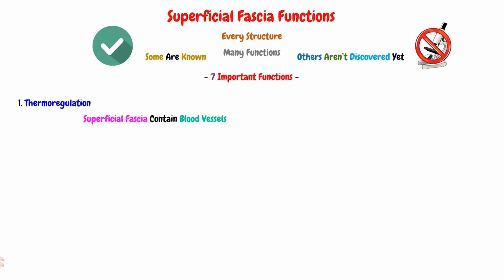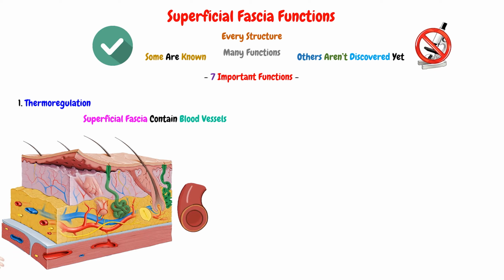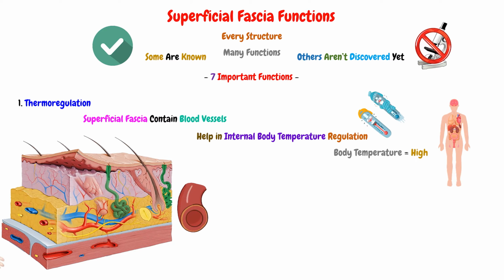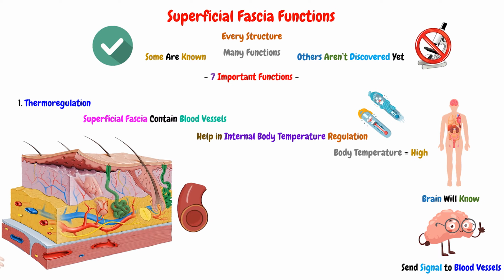As we know, the superficial fascia contains blood vessels. These vessels will help in internal body temperature regulation. In a way, when the internal body temperature is high, the brain will know that by its method. So it will send a signal to these blood vessels in the superficial fascia to dilate and enlarge. So as they enlarge, logically, they will allow more blood to flow in. And this blood will be warm because of the high temperature of the internal structures.